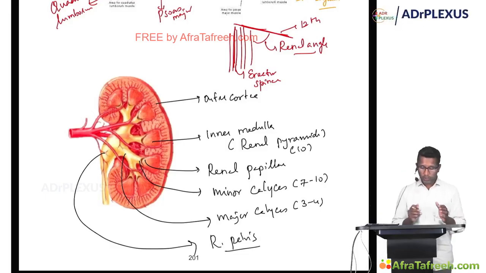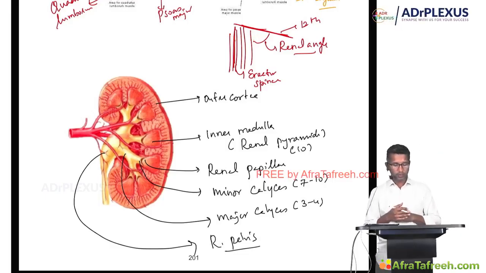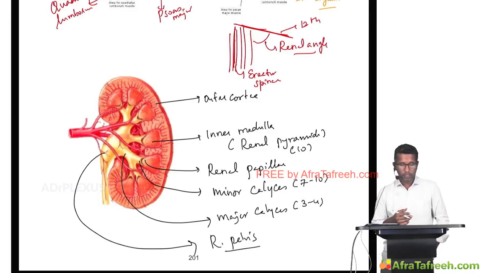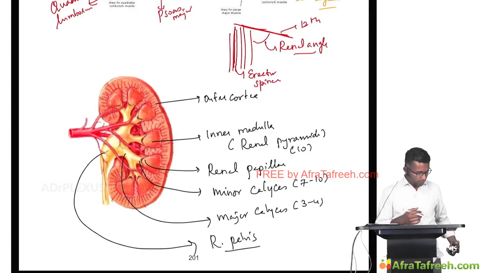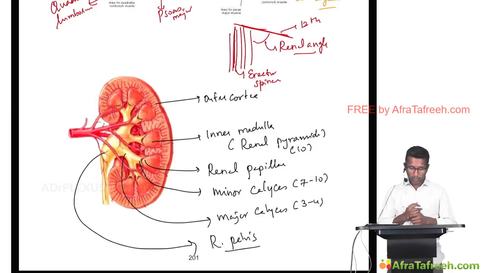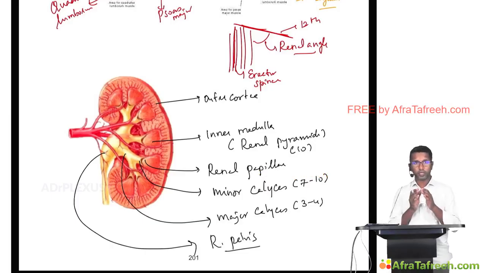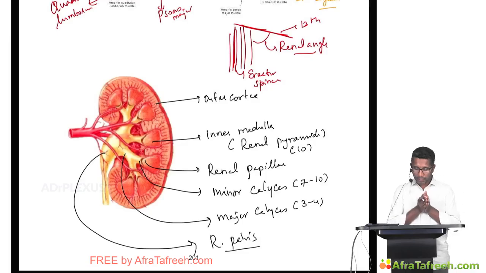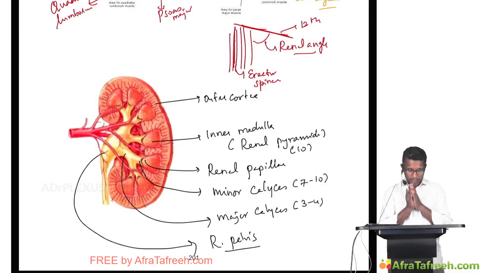So this is about the internal architecture of the kidney. When you cut the kidney and look, it has an outer cortex and an inner medulla, and this inner medulla is in the form of a pyramidal shaped structure. That is why it is called a renal pyramid. The tip of the renal pyramid is called the renal papilla.